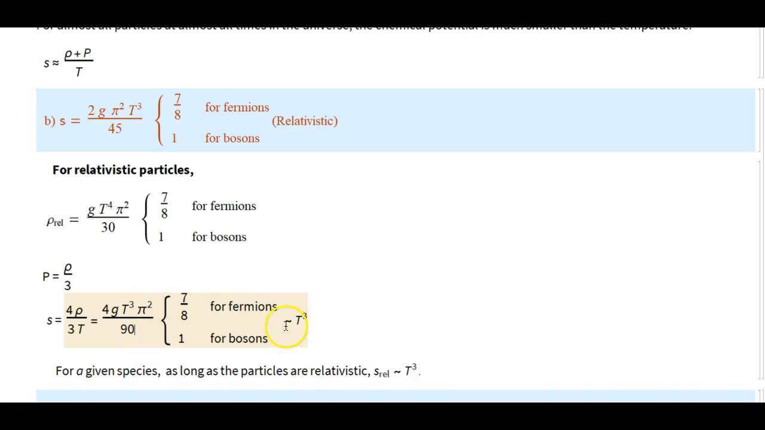So this is of the order of T cube for a given species. As long as the particles are relativistic, its entropy density is of the order of T cube.